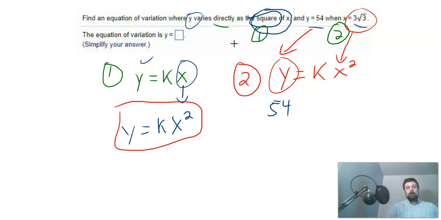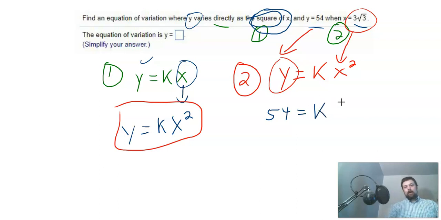Sorry, I'm doing a really bad job writing my numbers. Let me try that again. All right, 54. That's still bad. It looks like an S. Okay, one more time. 54. All right, good.